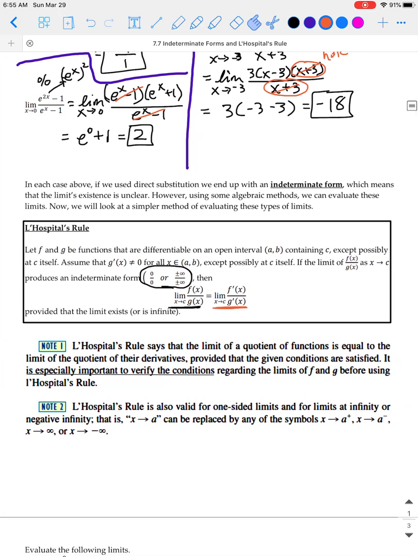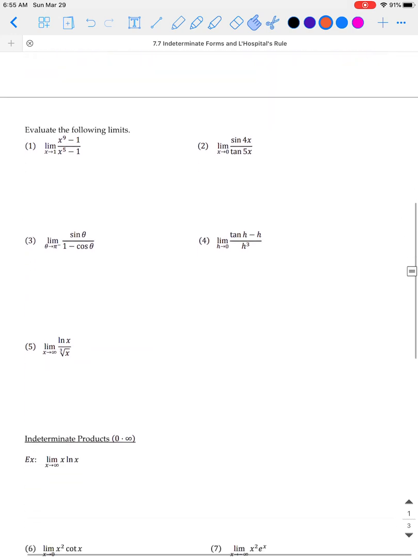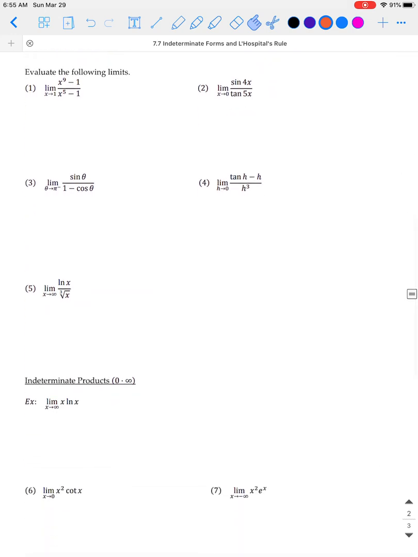So there are some caveats, of course. g of x cannot be 0. And then g prime of x we'll definitely hope is not 0 as well, right? So we're going to assume that that's not 0. Because if we get 0 for either one of those, then we could have an infinite limit, where L'Hopital does not apply. Okay, so let's go ahead and move on to the first few examples here.